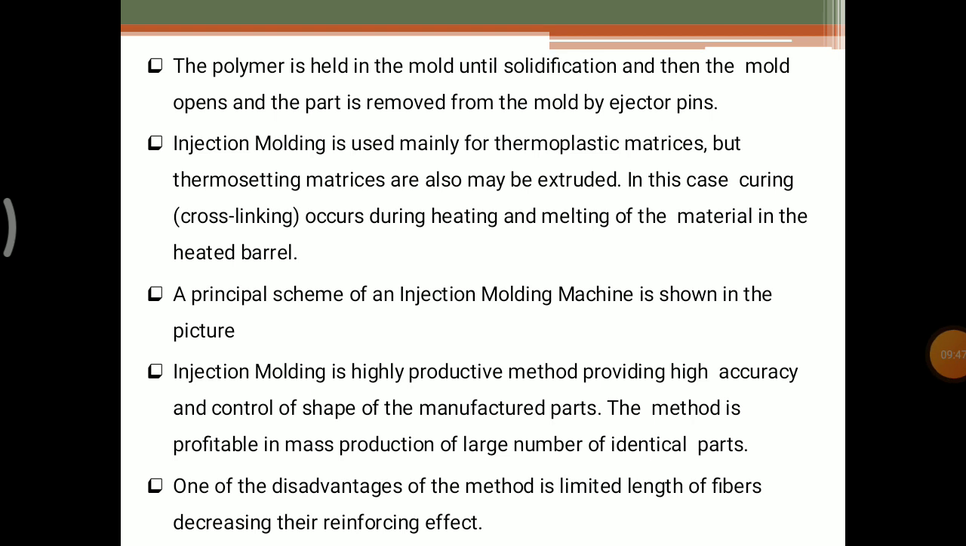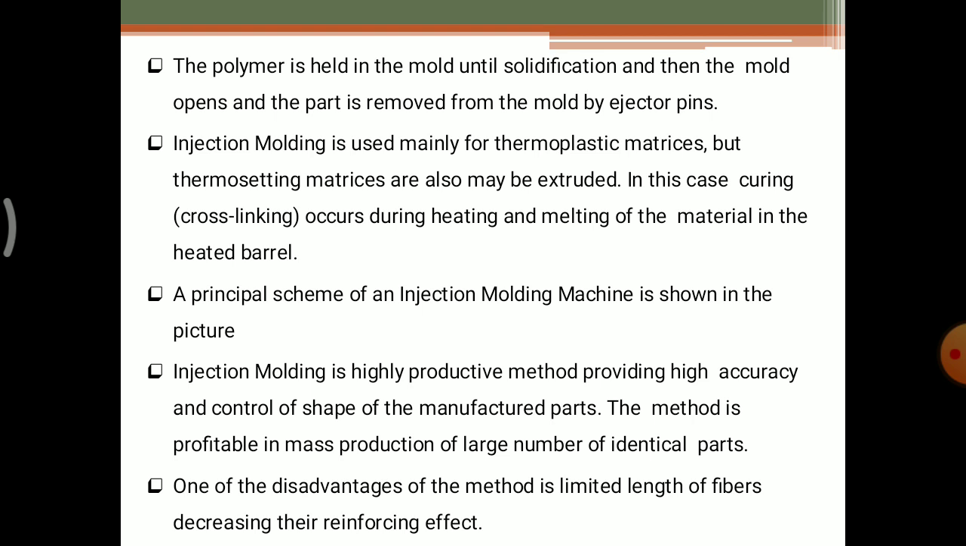A principal scheme of an injection molding machine is shown in the picture, and injection molding is a highly productive method which provides high accuracy and control of shape for the manufactured parts. So in this method we can obtain high accuracy, and this method is profitable in mass production of a large number of identical parts. So this is profitable in mass production where we can produce only one type of product multiple times. So a large number of single identical parts can be produced in mass production.